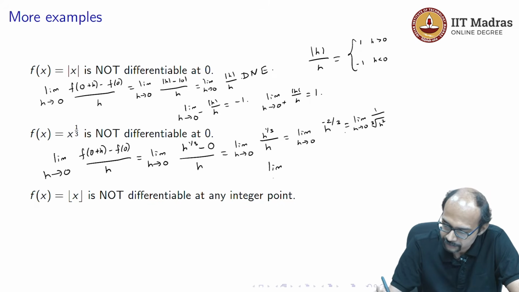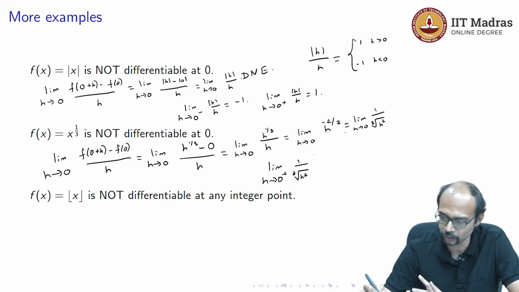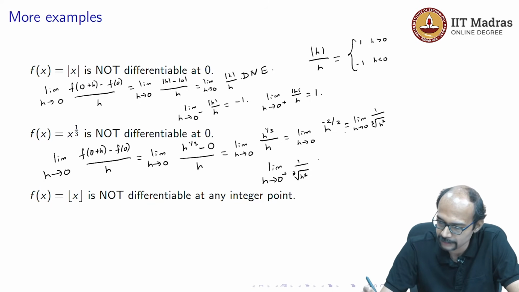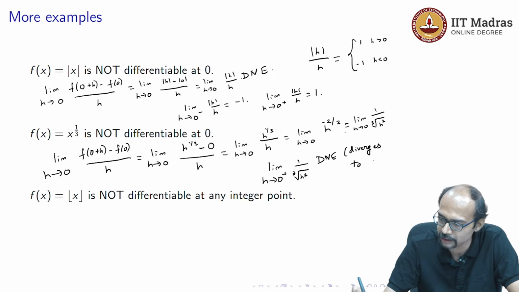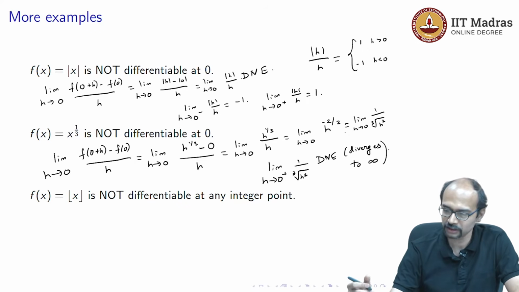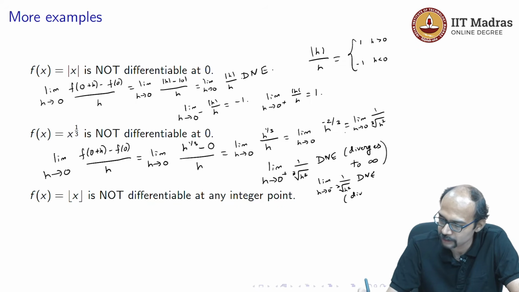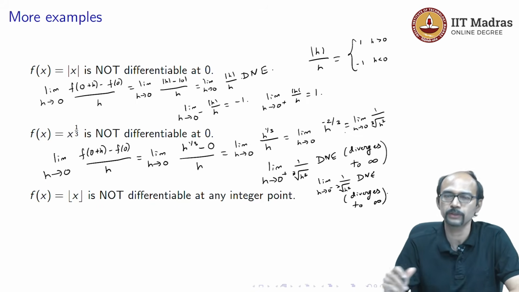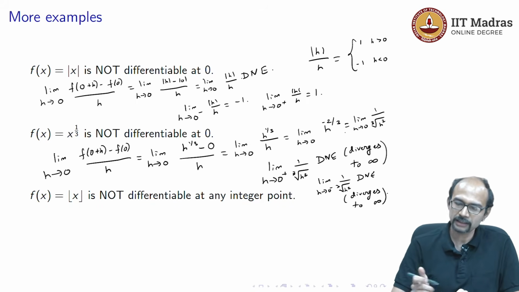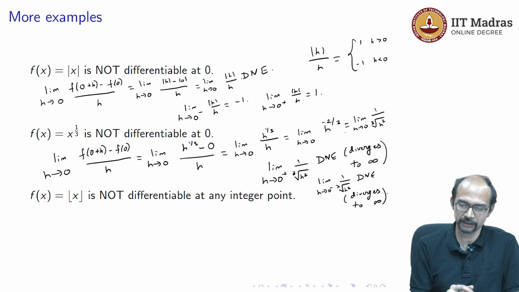So, this limit is going to diverge to infinity, or does not exist, whichever you prefer. I will say does not exist, as in diverges to infinity. This is exactly the behavior that we encountered for the limit 1 by h. Similarly if you take it from the left, the same thing happens, it does not exist, which is to say it diverges to infinity. Again the same behavior as we saw for 1 by h, and because of that this limit does not exist. So, the function is not differentiable at 0.